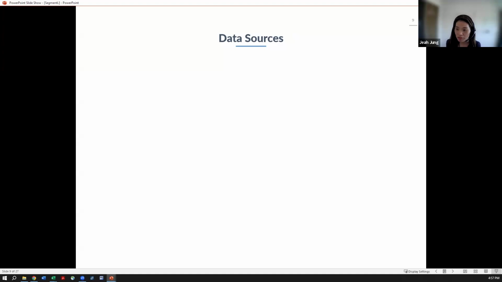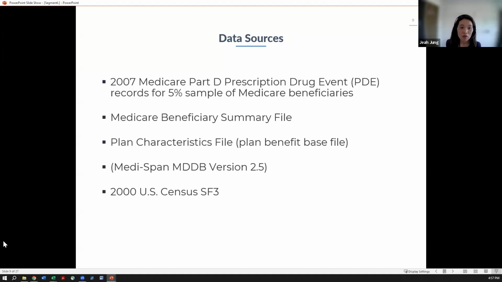PDE, the Prescription Drug Event file, of course, yes. PDE, MBSF for sure, yes. Very nice. That's the main data sets, right? So we had 2007 PDE files for 5%. That's it. Yes, right. Well, don't forget the plan characteristics file. Okay, thank you. Somebody answered the plan characteristics file, because we want to identify MAPD versus PDPs, and also I want to use some benefit information there as well.